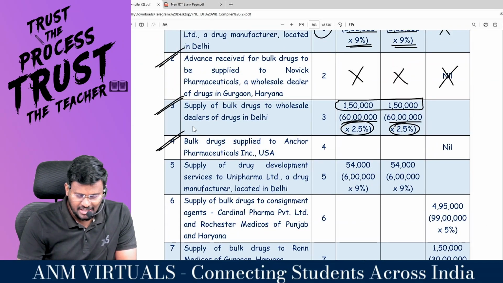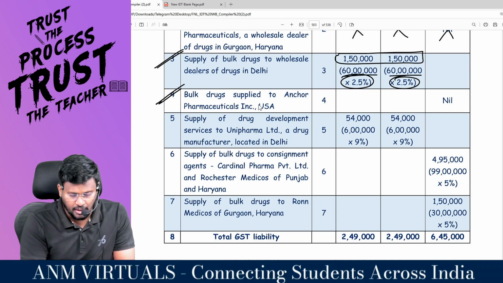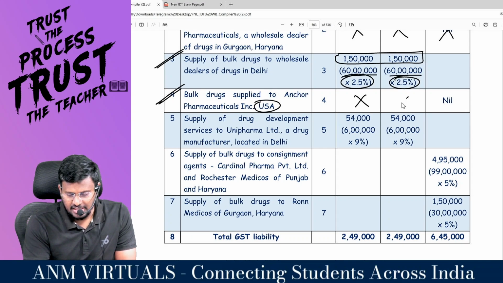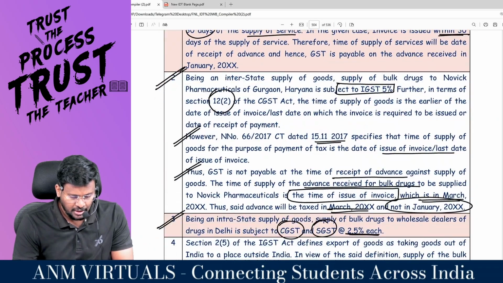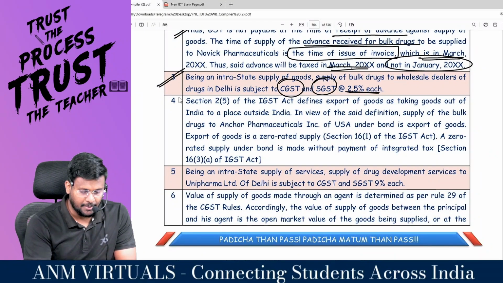Bulk drugs supplied to Anger Pharmaceutical Incorporation, USA. Since it is export, no need to collect IGST. That is zero rated.